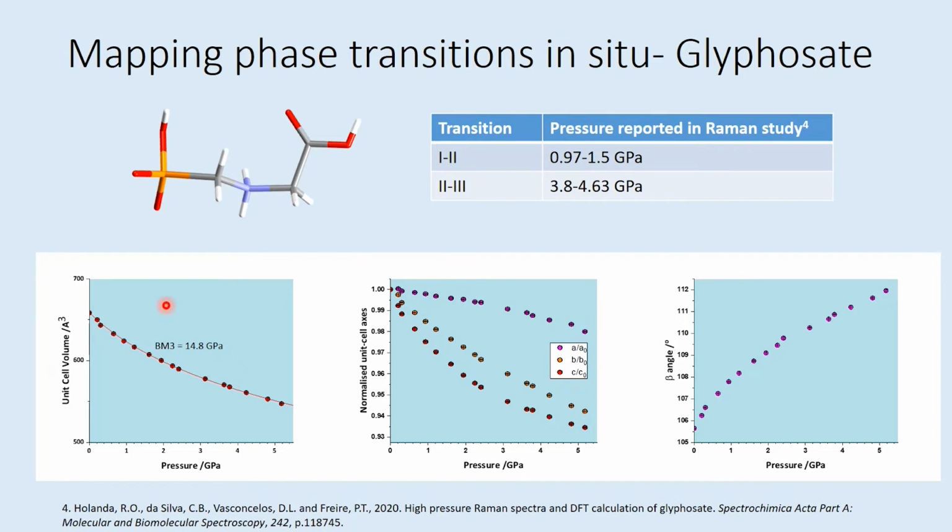And as you can see here, through the unit cell, the normalized unit cell axes and the beta, there are no obvious signs of either of the transitions here, indicating that they occur without a discontinuous change in volume and therefore are by definition not first order transitions, so second order in nature. So again, backing up our theory that this would be a good compound to study here.